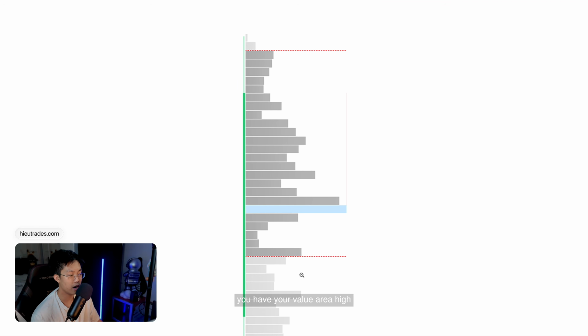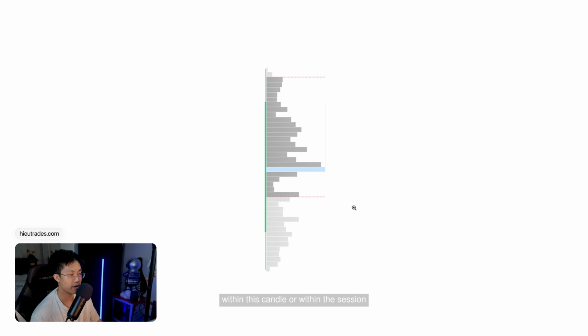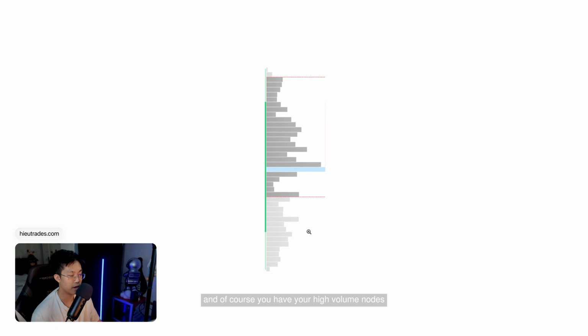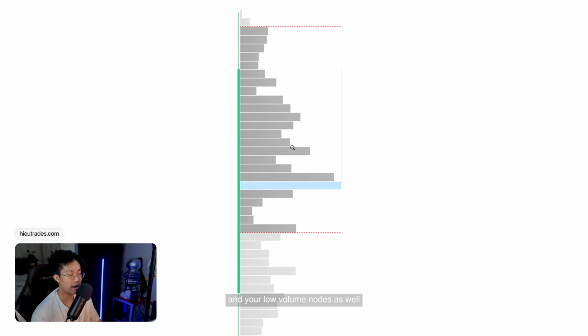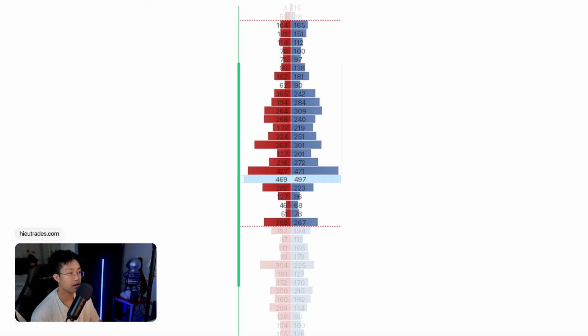but there are many components. You have your value area high, your value area low, your point of control, and together, this range from the value area low to the value area high represents 68 to 70% of the total transactions within this candle or within the session. And then your volume point of control represents the single level where the most transactions were facilitated. And of course, you have your high volume nodes and your low volume nodes as well. But this is the most basic cluster.